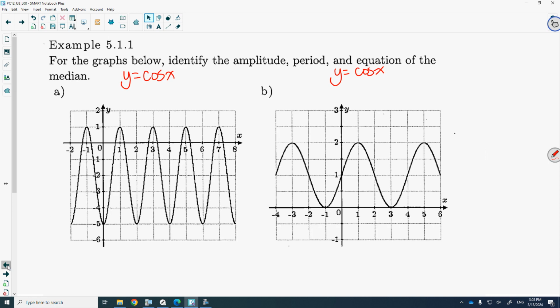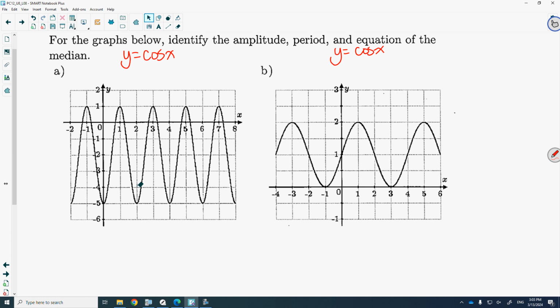Okay, what I should have told you in class that I don't think that I did is when you're given a sinusoidal wave, you're going to be told whether they want you to create a cos equation or a sine equation. So for these first 2 equations, I'd want you to create cos equations. Okay, so let's start with this first one.